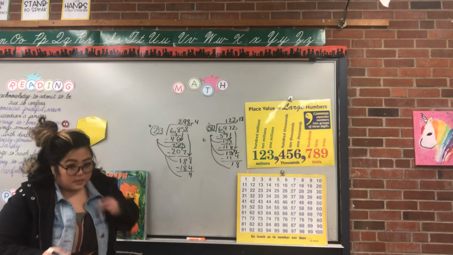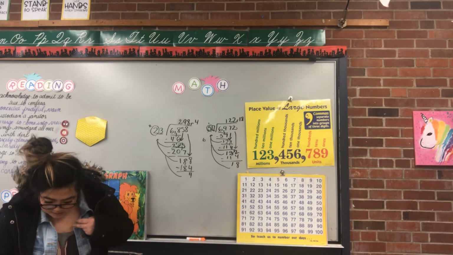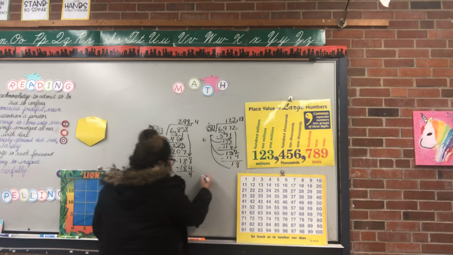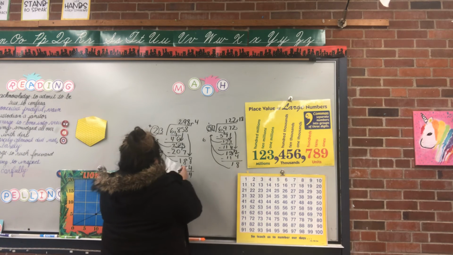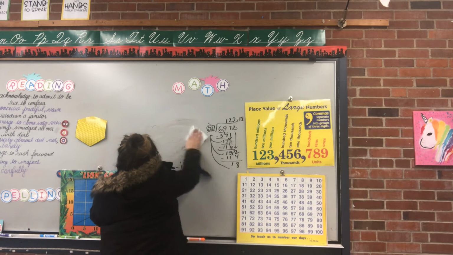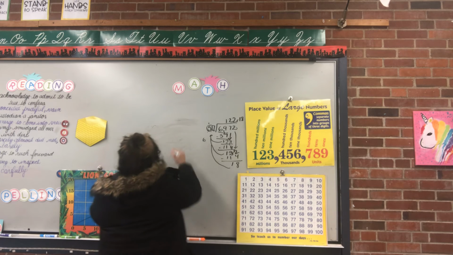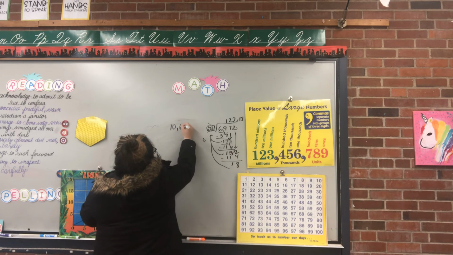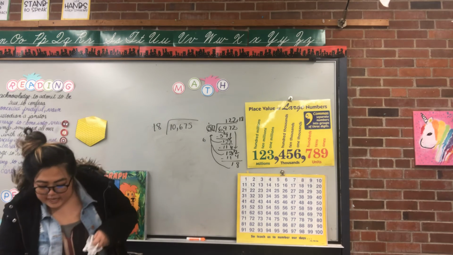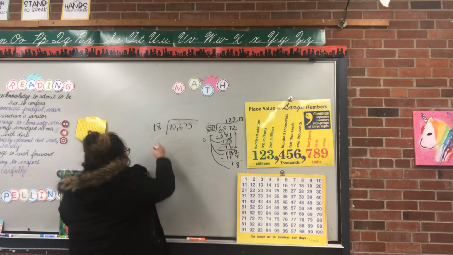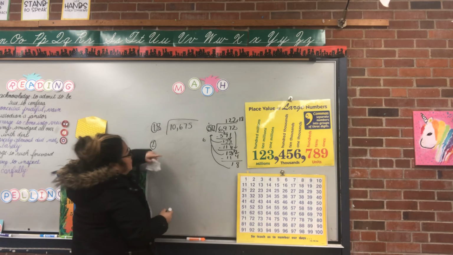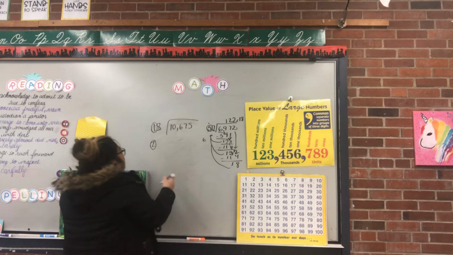Last one, 10,675 divided by 18. 18 is between what two tens? It's between 10 and 20, but it's closer to 20, so we'll estimate with a 2. 2 or 15, either is fine. Okay, so 2.